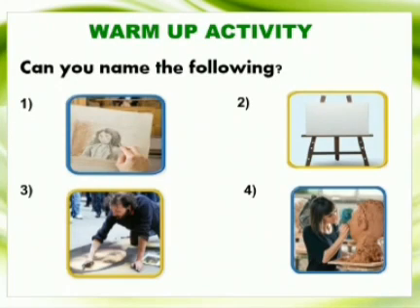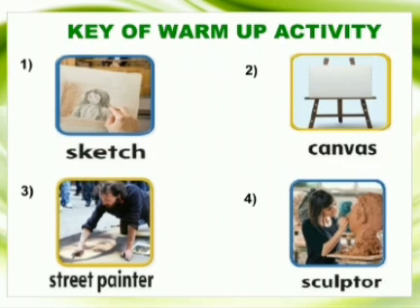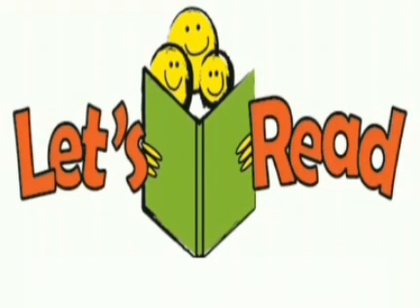Before doing anything else, let's have a small activity. Can you name the following pictures? You can see 4 pictures on the screen. Can you guess what their names are? Now let's see how many of you are correct. The first picture is a sketch, the second is a canvas, the third one is a street painter, and the fourth is a sculptor. So, did you guess the pictures right? Very good. You remember these words because we learned them when we were reading Unit 7. Excellent. All right, so now let's begin with Unit 8 and let's start reading.